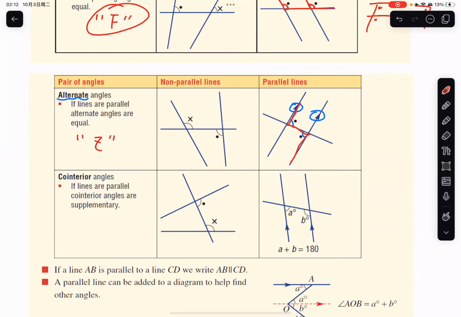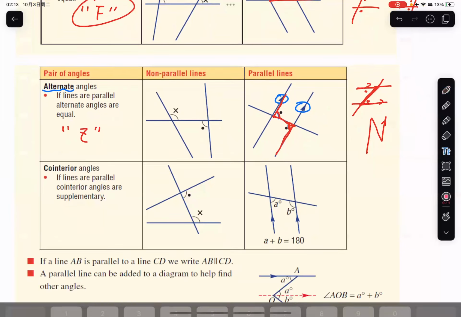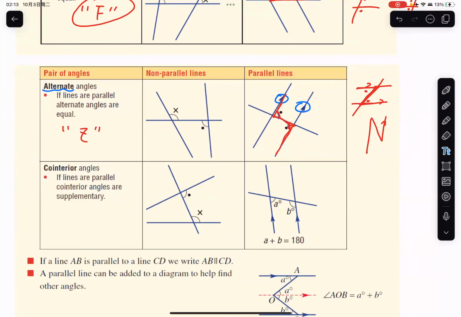Here we find a Z, and the angles on those two sides are equal to each other. Another example: if we have two parallel lines here, we can have a Z here, so these two are alternate angles. Or we can do it another way, something like this. This one and this one are also alternate angles. So the keyword is to find Z.